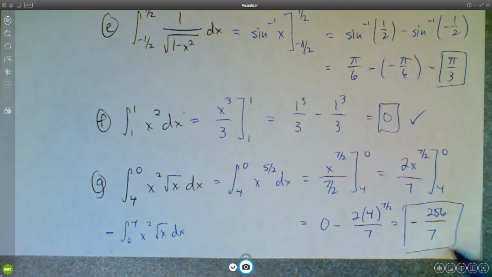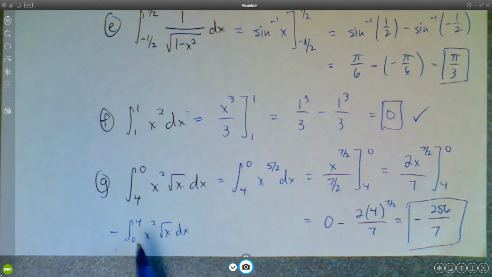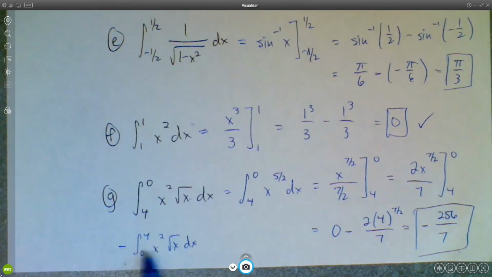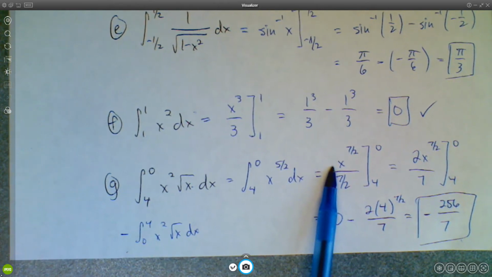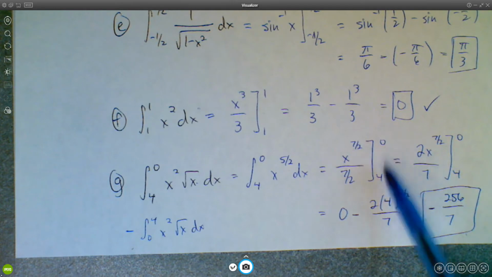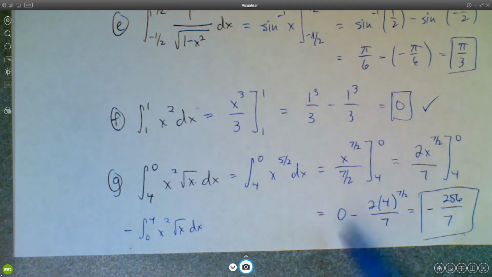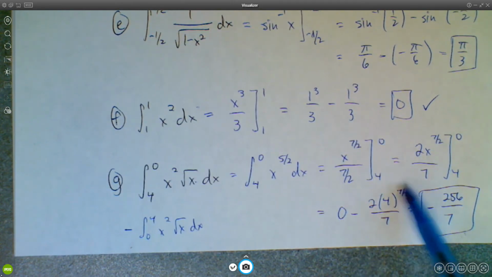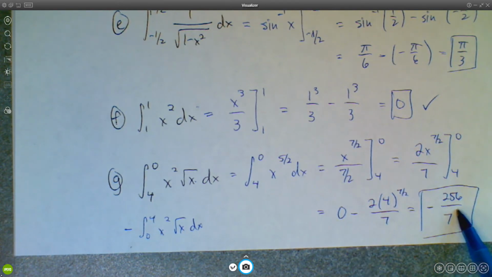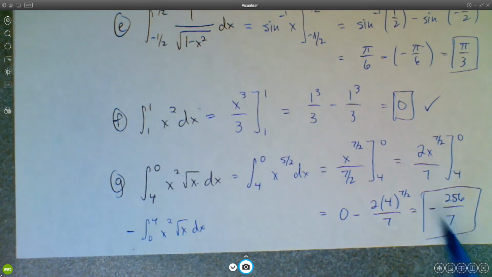Okay, you would get the same exact thing if you did it this way, because your antiderivative is still going to be x to the 7 halves divided by 7 halves, but you're going to evaluate it from 0 to 4, right? So you're going to plug in the 4 first and then the 0 second. So you're going to get this minus 0, and so you're going to get a positive 256 over 7, except that this negative sign on the outside is going to make it negative after all. And so you're going to get the same thing, right? Okay.